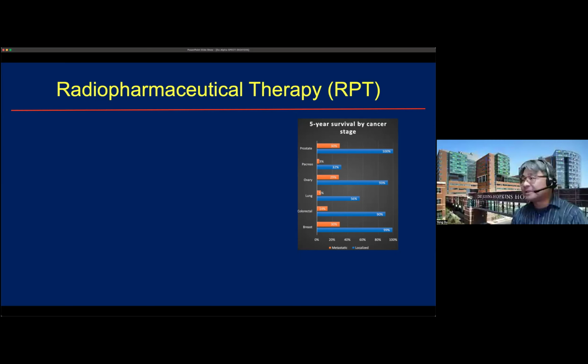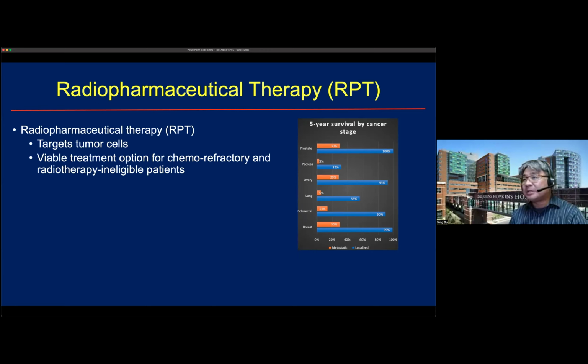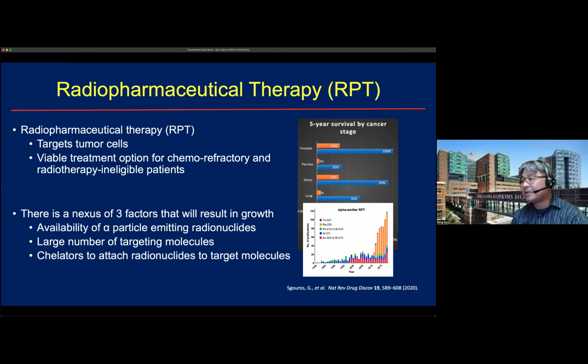So in recent years, people have found that radiopharmaceutical therapy is very reliable. A radiopharmaceutical targeting a specific tumor target can be labeled with a radionuclide emitting alpha or beta particles and can very effectively kill cancer cells. They are very viable treatment options for patients who are chemo refractory or not eligible for radiotherapy or operations. So there's a great increase of interest in using radiopharmaceutical therapy to treat cancers. In the figure on the bottom right, there's an exponential increase of interest in developing alpha-emitter therapy during the last couple of years.